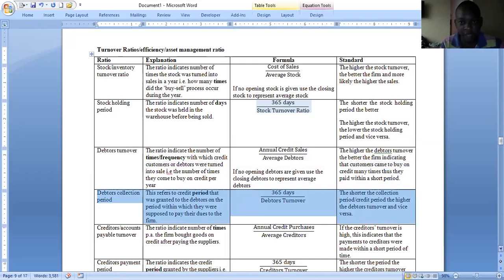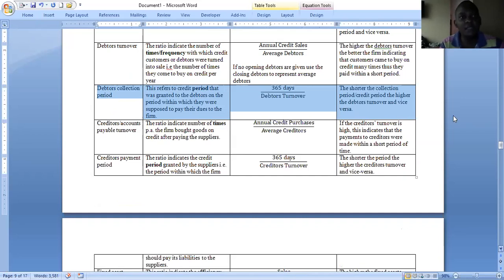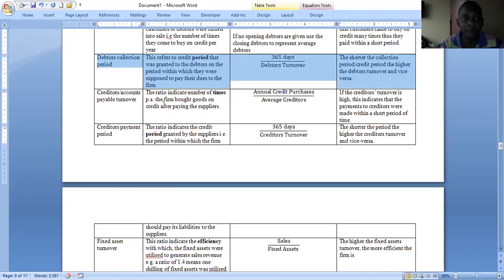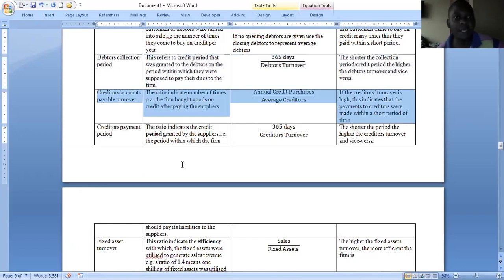So I proceed to the other efficiency ratio, that is the creditors turnover ratio. The creditors turnover ratio measures the number of times in a year that the business paid its creditors. The number of times the business paid its creditors during a given year. The creditors turnover ratio is equal to the credit purchases divided by the average creditors.